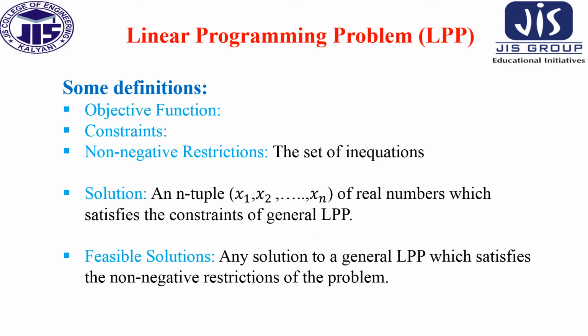Now what are the various definitions? I have already discussed, I am saying it again. What is the objective function? Linear programming deals with the optimization, that is maximization or minimization, of a function of variables, which is known as the objective function. What are constraints? It is subject to a set of linear equalities and/or inequalities, which are known as the constraints. Now what is the non-negative restriction? This is basically a set of inequalities saying the decision variables must be greater than or equal to 0. This is the non-negative restriction.